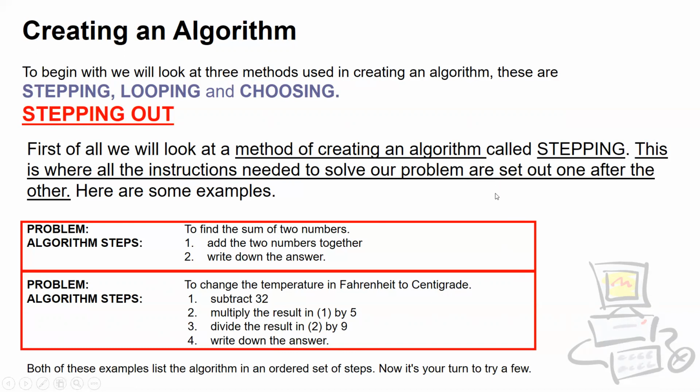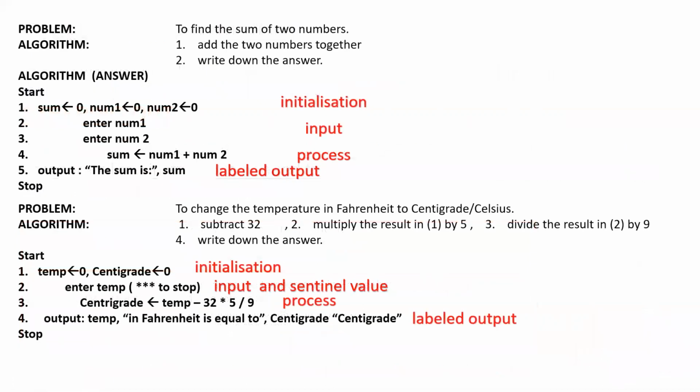For both these examples, list the algorithm in an ordered set of steps. That means they are ordered. Subtract doesn't come at the end and write down the answer at the top. Now, it's your turn to try a few of them. Try this one with me. I'm first going to explain those 2, and then you will try the ones after my explanation. You can pause your video and copy the solutions to these problems that we already discussed now: the one for finding the sum of the 2 numbers and the second one for changing the temperature. After this screen, you will get your instructions on the exercise that you can solve, and you will be provided with the answers afterward.